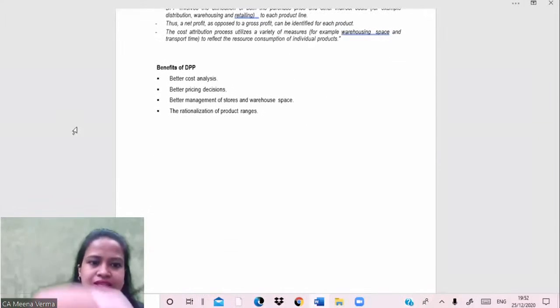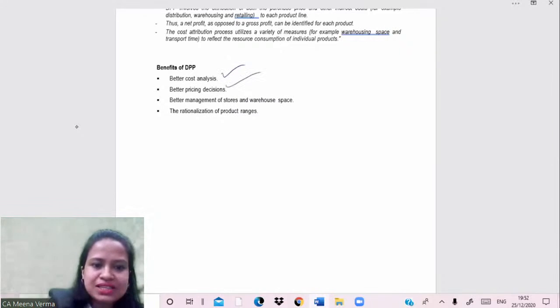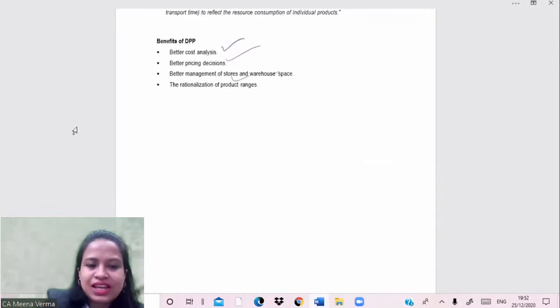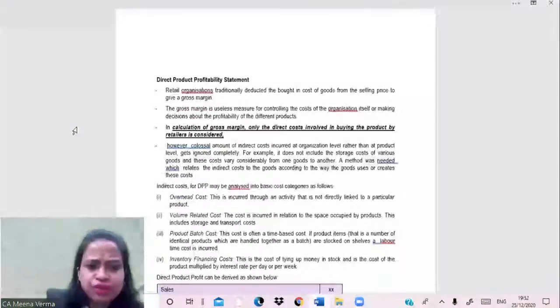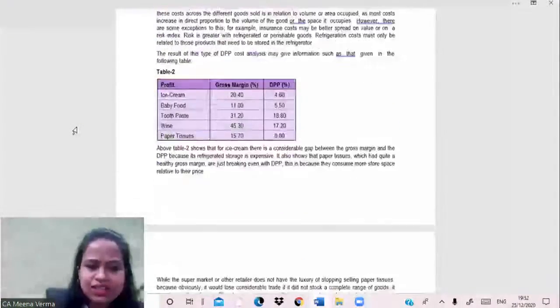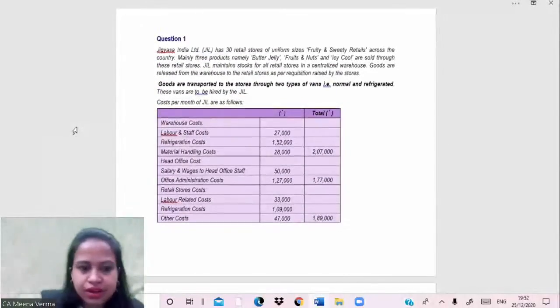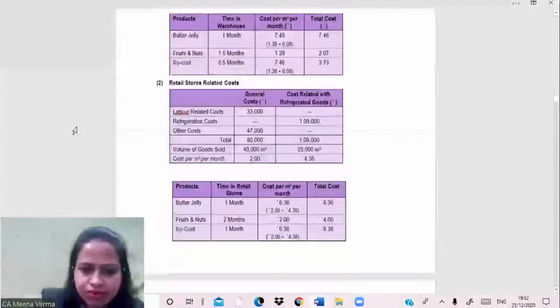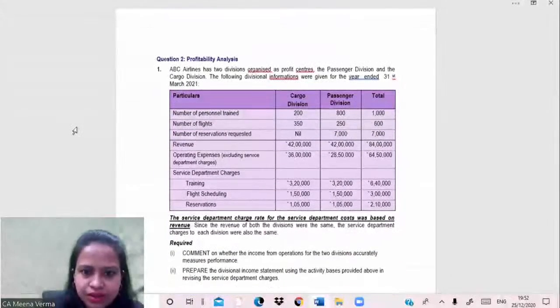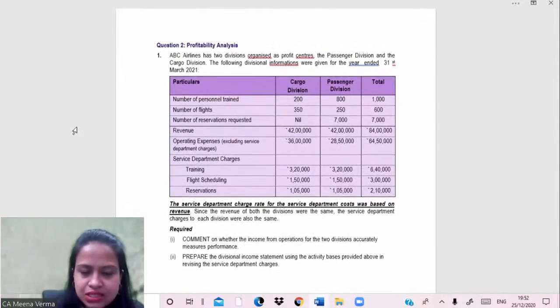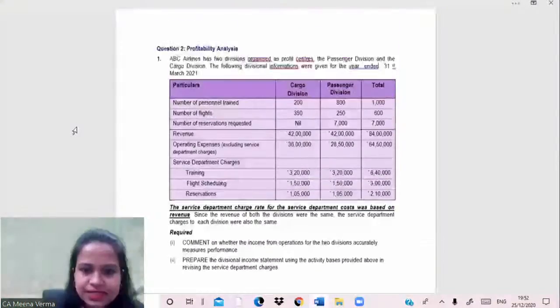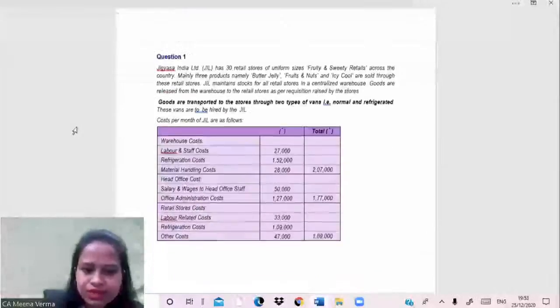The benefits of this are cost analysis, pricing decisions, management of store and warehouse spaces, and rationalization of product ranges. So we do this for taking all these decisions. We have 2 questions to consider on profitability analysis. One question is this, and the second question is this. These 2 questions we will cover in today's session.